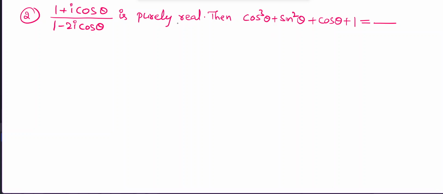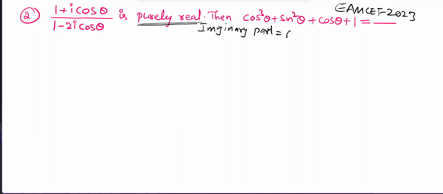This is the second question from complex numbers, EAMCET 2023. Given: (1 + i cos θ) by (1 − 2i cos θ) is purely real. Purely real means the imaginary part is equal to 0. Then find the value of cos³ θ + sin² θ + cos θ + 1. Since it is purely real, the imaginary part is 0.